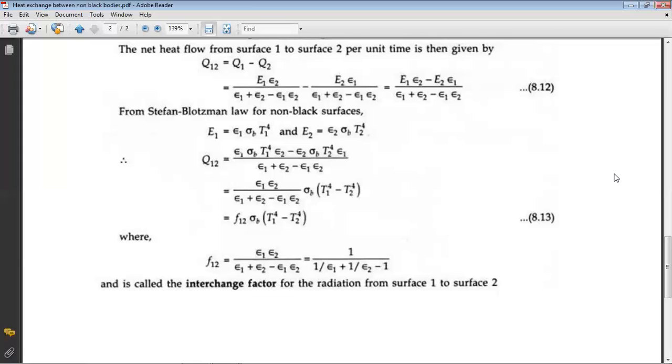I hope you have understood the assumptions as well as the properties of shape factors. This kind of question will generally be asked in GATE exams as well as many competitive exams. We will discuss some problems on shape factors. With this, I will stop here.